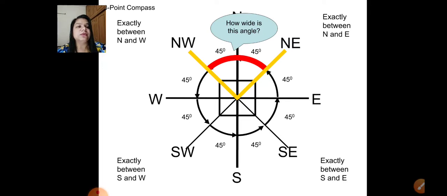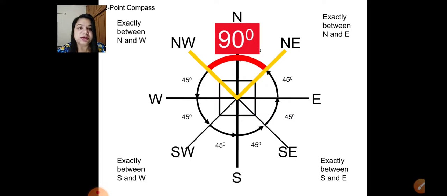Now just check what will be this angle between northeast and northwest. You can check, we have already marked angle 45 and 45. So when you add up 45 and 45, this angle will become 90-degree. So now you can understand the angle between northeast and northwest is 90-degree. Students, you need not to learn this. Okay, you have to just understand how we have done this.